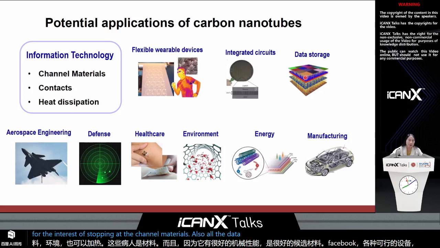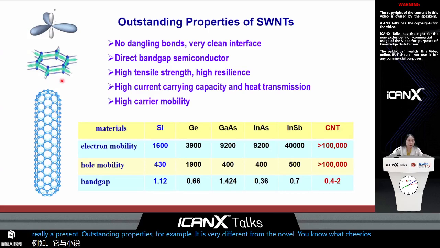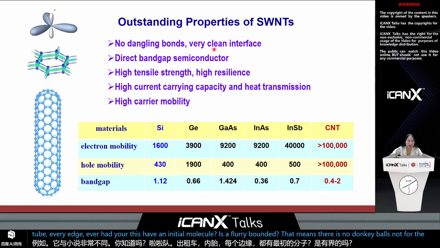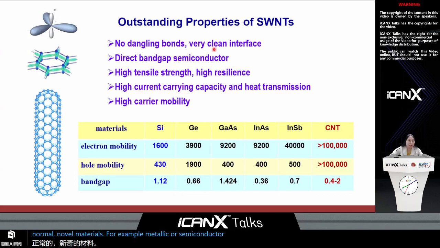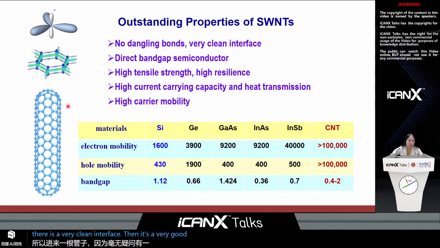As I just mentioned, carbon nanotubes really present outstanding properties. For example, it is very different from normal nanomaterials. For a carbon nanotube, every atom in this molecule is fully bonded. That means there are no dangling bonds. For normal nanomaterials, for example, metallic or semiconducting inorganic nanomaterials, normally the atoms on the surface are not fully bonded, so there are dangling bonds. The surface, the interface, is not clean at all. So carbon nanotubes, because there are no dangling bonds, have a very clean interface. Then it's a very good model system for physical studies.